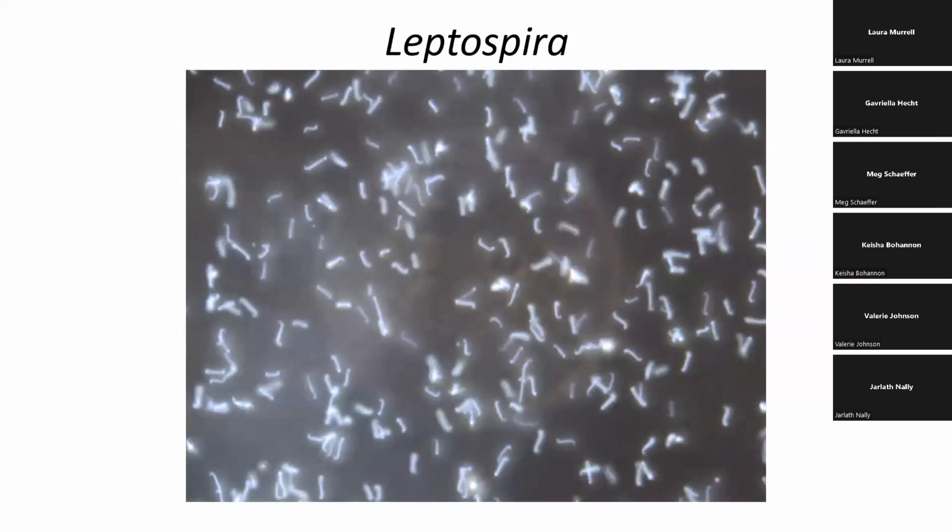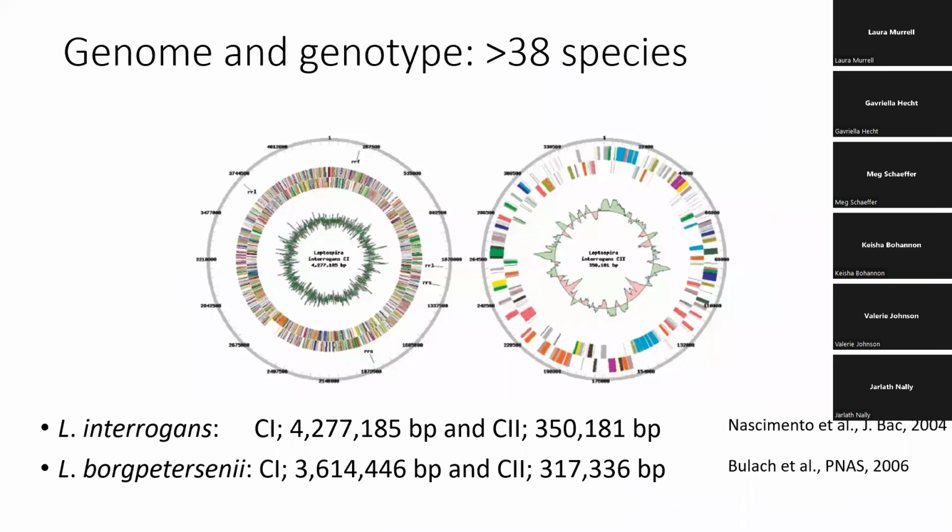In addition to having an atypical morphology, they have an unusual genome structure. They are characterized with two chromosomes, and that has allowed us to gain a lot of information based on the genome content of multiple species that are currently involved in infections. I put up this information about Leptospira interrogans and Leptospira borgpetersenii genome size. As you can see, they have a genome size that differs by approximately 700,000 base pairs.